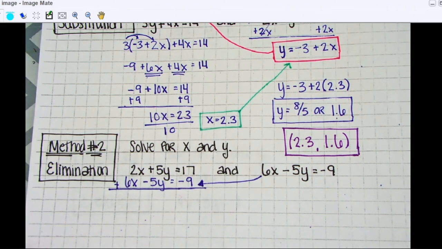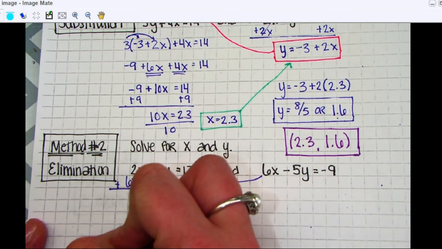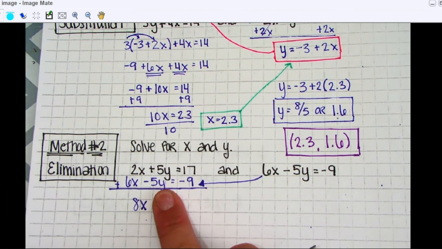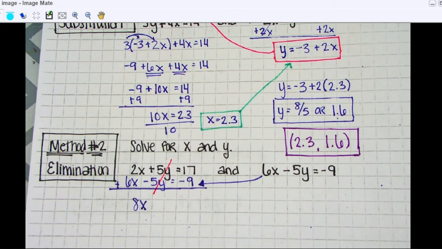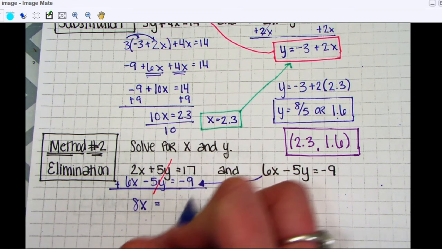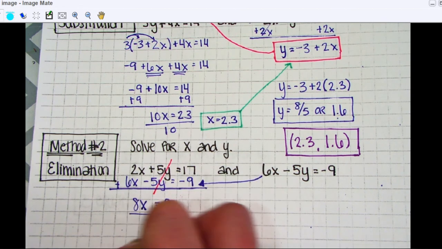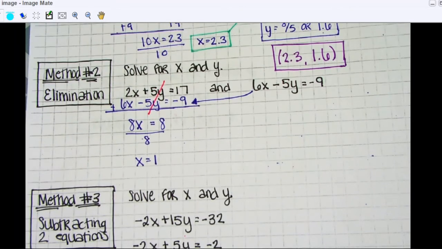So as we work this problem, we've got 2 plus 6, which is 8. So we have 8x. And then 5y minus 5y, they just go away. So I've eliminated my variable completely. 17 minus 9 is 8. So when we divide both sides by 8, x is 1. So you've already solved for your variable just by eliminating the y value.